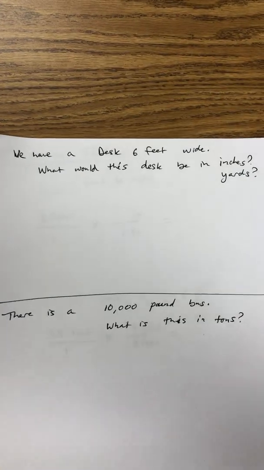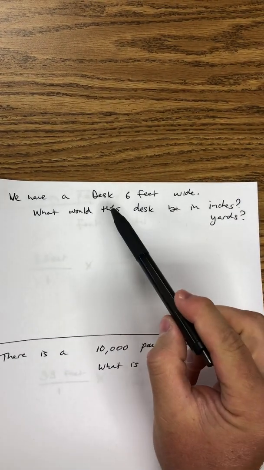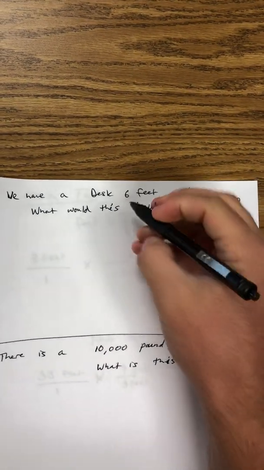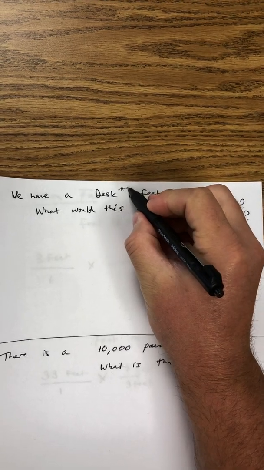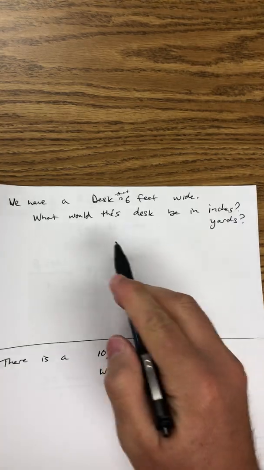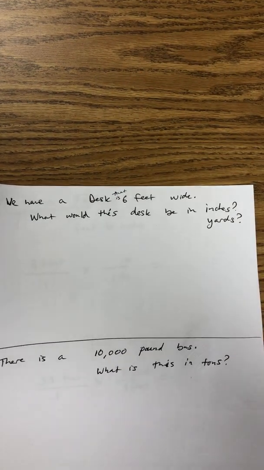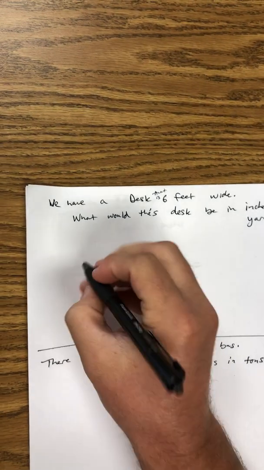Now let's talk about a couple problems that we can use to convert. So it says we have a desk, and I should have written that is, but we have a desk that is 6 feet wide. What would this desk be in inches? What would this desk be in yards? Well, we're going to do 2 different conversions.